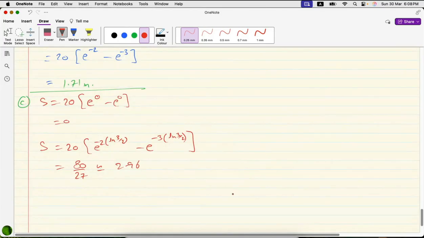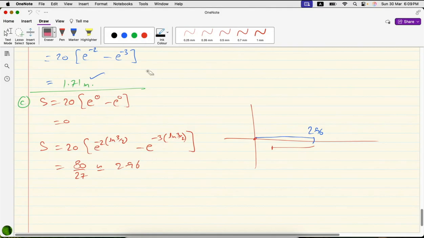So I'm bringing that down. At 0, it was at the origin. At 0.405, it is at 2.96 something, and this is 1.71. At time 1, it is at 1.71, so it is coming back. This position is 1.71 meters away from the origin.